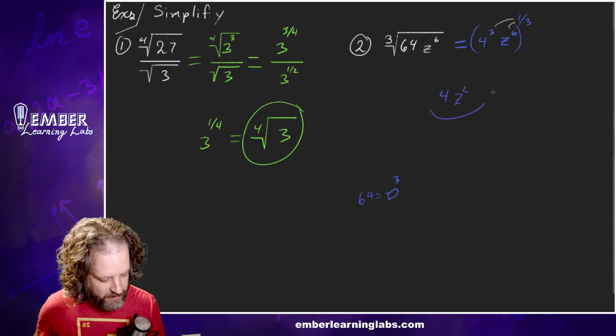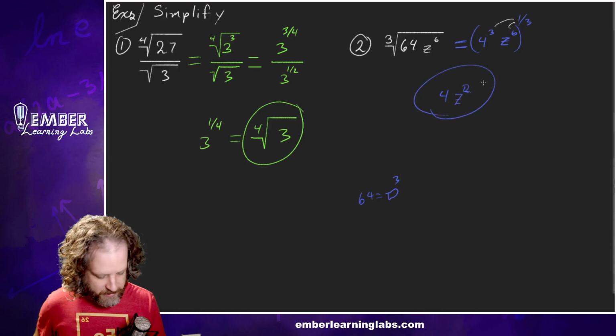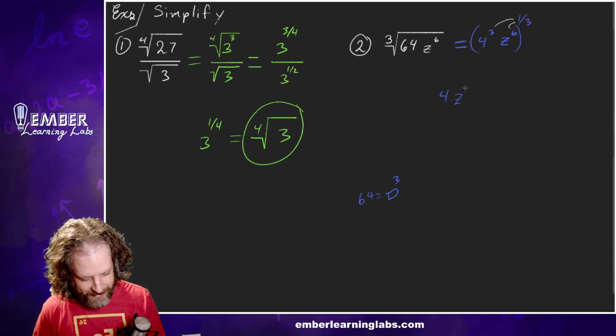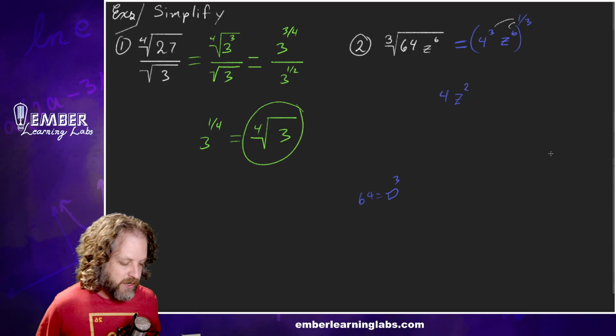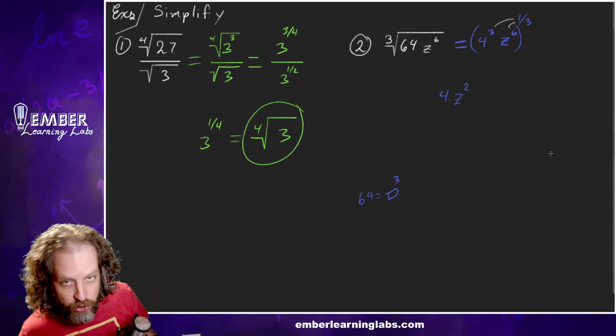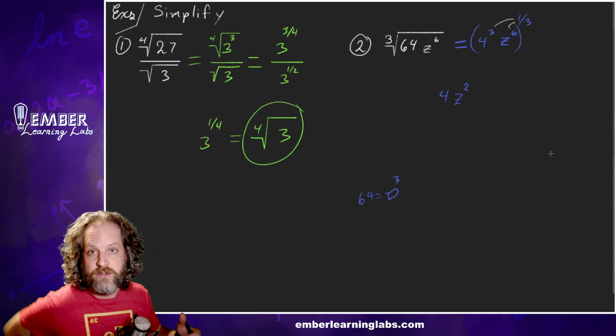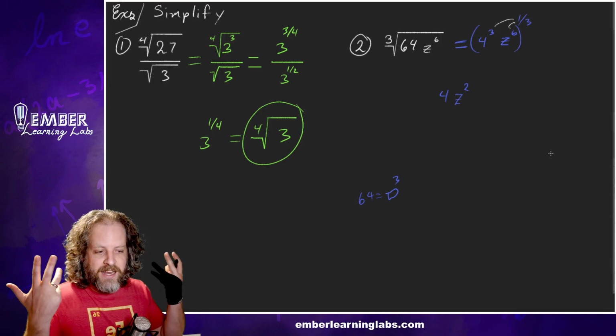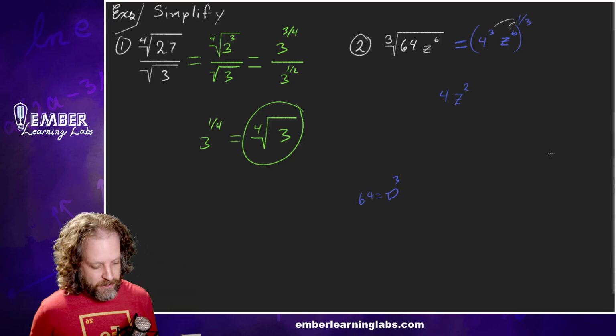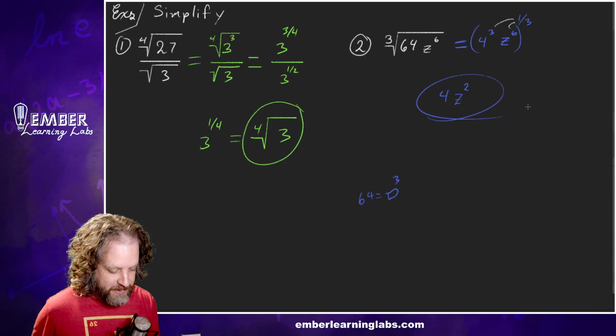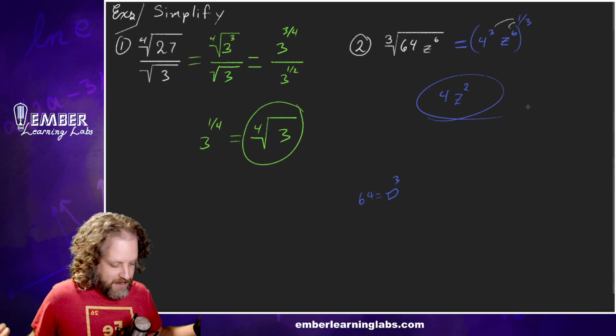Z squared. That's so much nicer, right? Than having to turn this into z squared cubed and then do all that and cancel the thing. It's just a third times 6 is 2. That's easy. You don't even have to write an intermediate step. You just do it. No big deal.